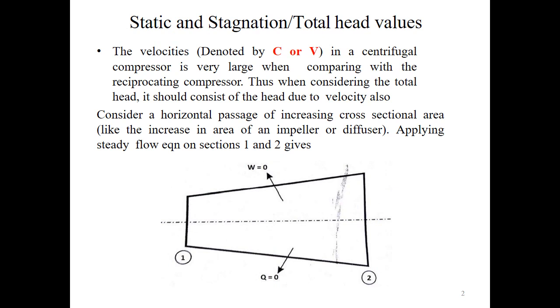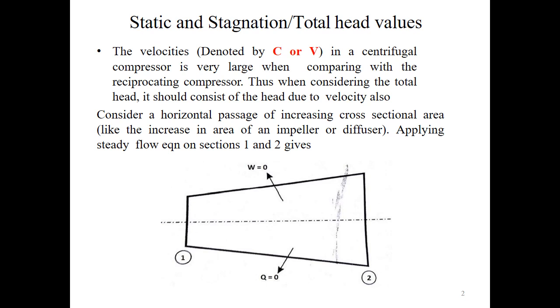Next topic is static and stagnation or total head values. The velocities are denoted by C or V, like I said earlier. The velocities in a centrifugal compressor are very large when compared with the reciprocating compressor. For that reason, when considering the total head, it should include the head due to velocity also.